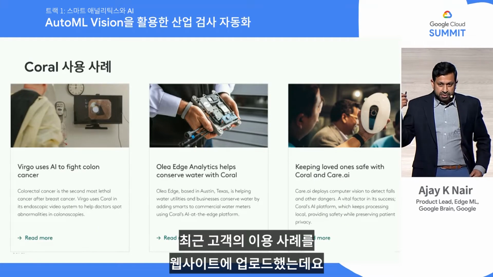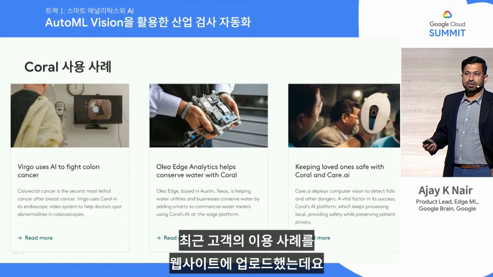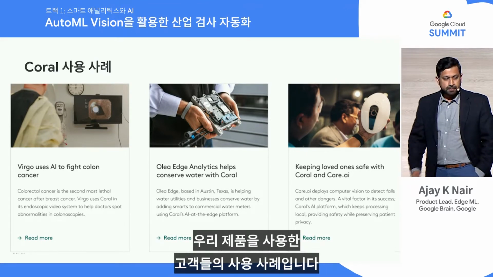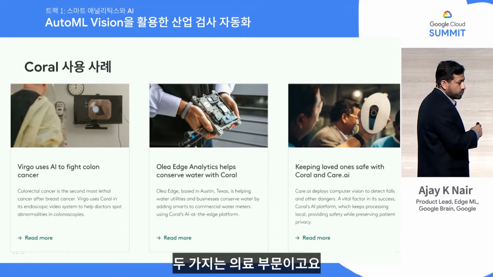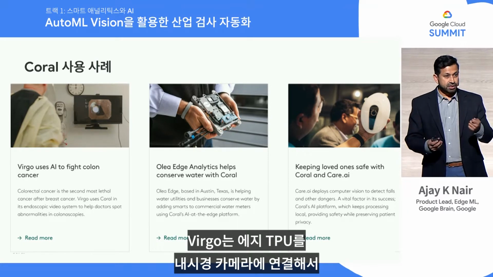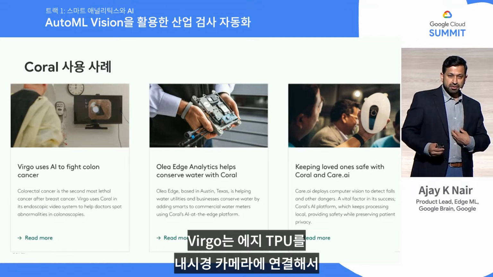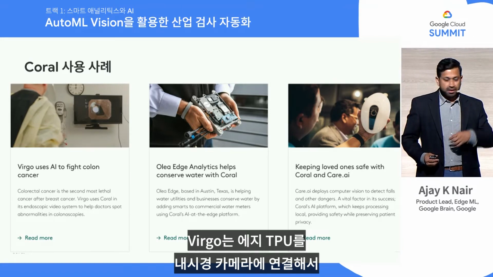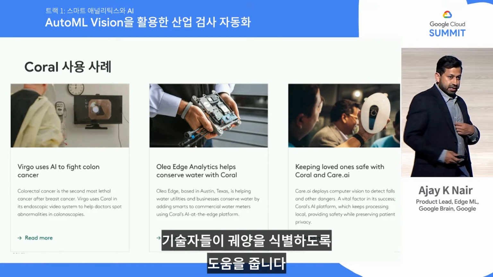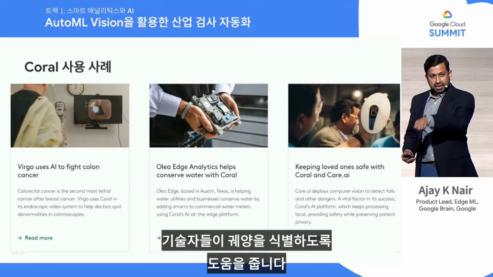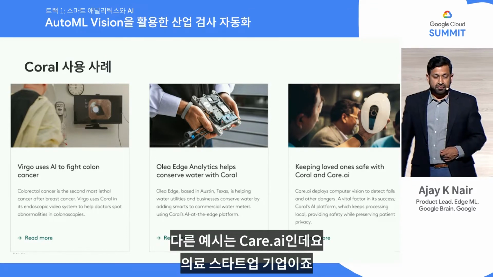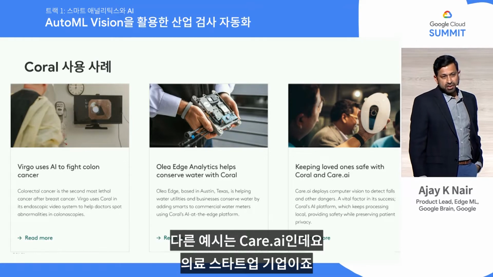So recently we updated our website with a few customers who came up with some use cases. Very quickly, there are two of them in healthcare. So Virgo is a company that is using edge TPU connected to a camera in an endoscopy procedure to help the clinician identify ulcers in the stomach when the camera is put in, right? On the other hand, we have Care.ai, which is a healthcare startup.